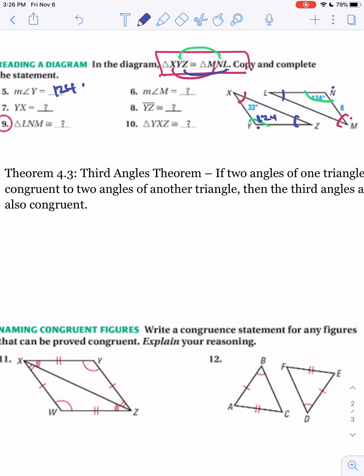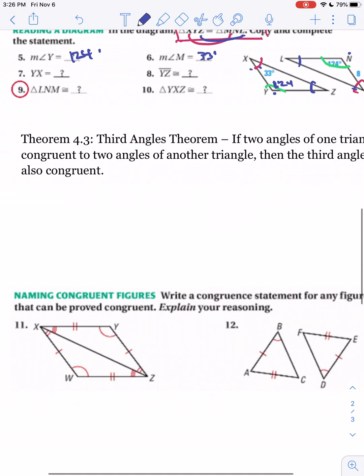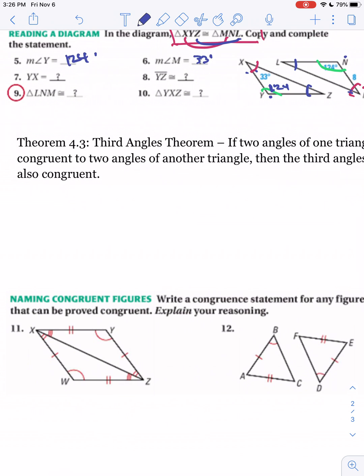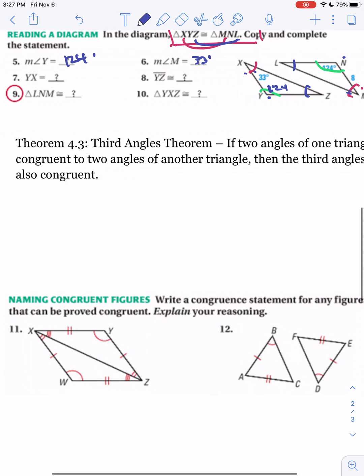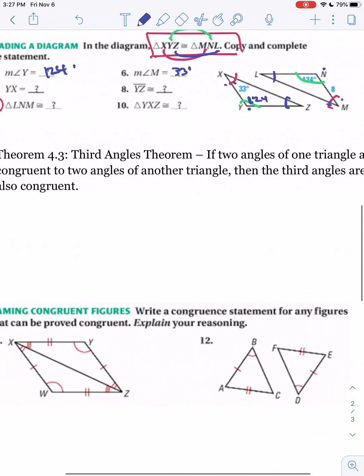We're looking for the measure of angle M, and you can see from our markings that that's the same size as X, so we're going to say that's 33 degrees. And again, there's no markings and there's an equal sign, so they're looking for a number, and number 7. So they're looking for the length of segment YX.